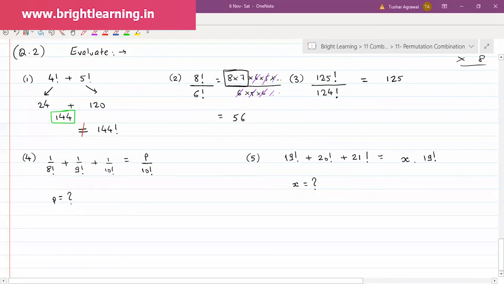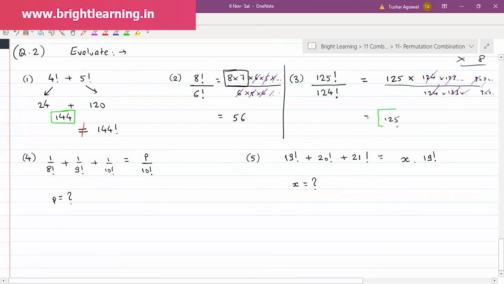Okay, so what is the third question? Third question, 125, sir, answer. Yes, third question, it is 125 factorial upon 124 factorial. 125 factorial is 125 into 124 into 123 and so on up to 3 into 2 into 1. And 124 factorial is again the same thing: 124 into 123 and so on up to 3 into 2 into 1. So it'll be 125, sir. Yes, all of this will get cancelled, only 125 will remain. That's it.